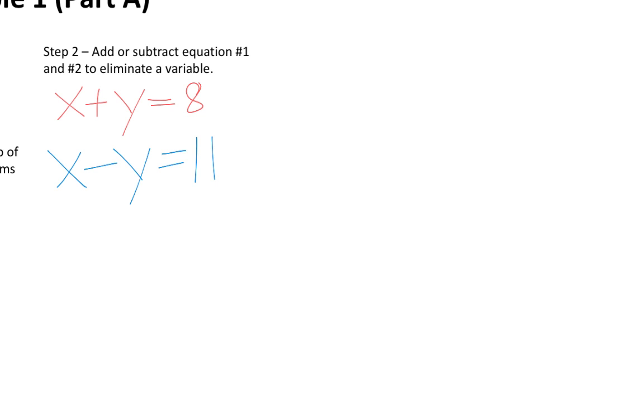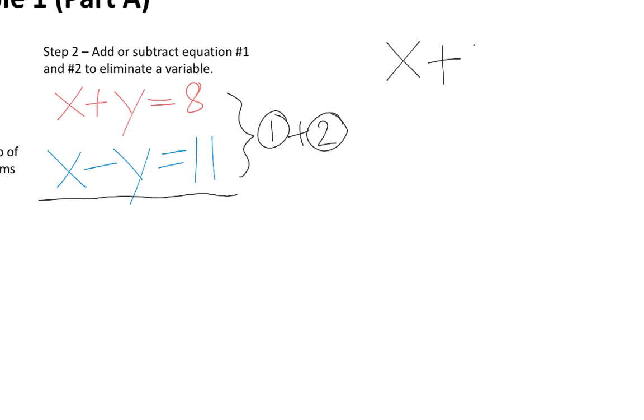Let's try adding these equations. When I do that, I'm going to put a line underneath these two equations, and I'm going to make a little note for myself that I'm adding equation 1 and equation 2 together. So, how do I do that exactly? Well, let's take a look at the like terms. I have x plus x. x plus x is 2x. Therefore, I'm going to write a 2x down here.